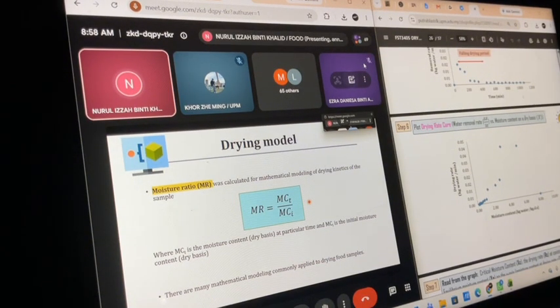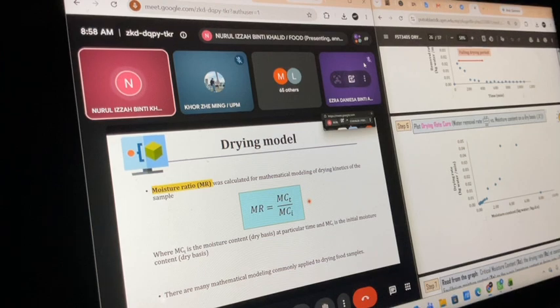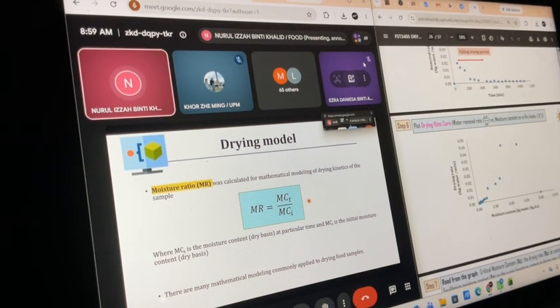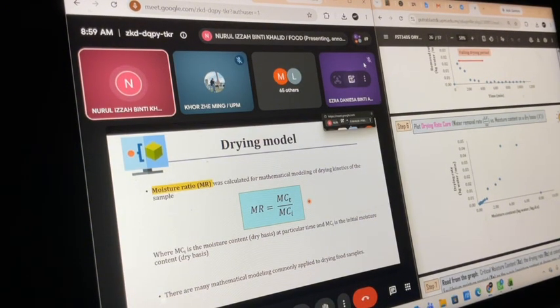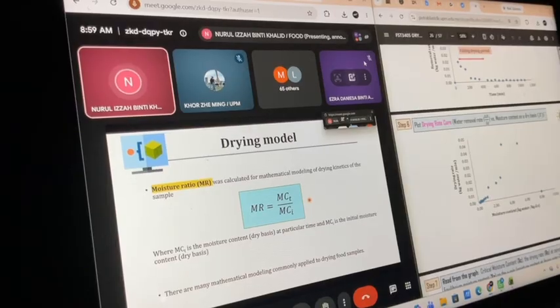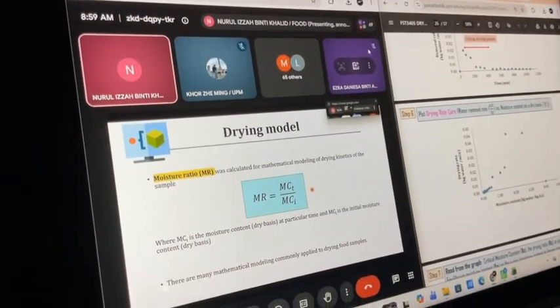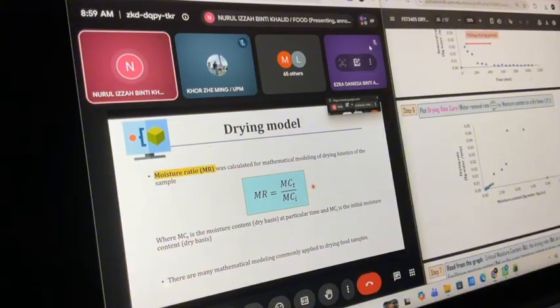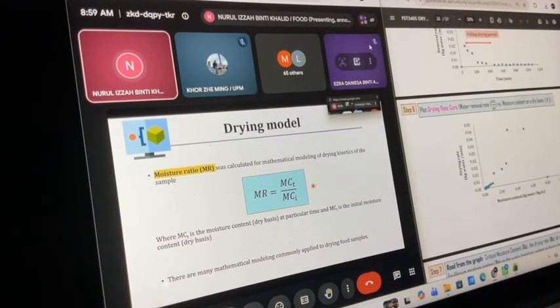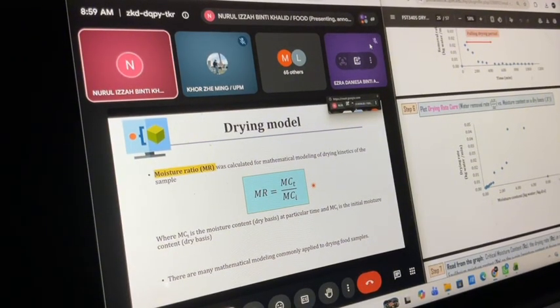Now we're going to learn how to do it, and for this one there's no class activity. I think this one is not very critical, but maybe in the future some of you will use it for the FYP. This is not just about drying. In the future, some of you will do, for example, extraction, anything that can relate to time. You can use this model.